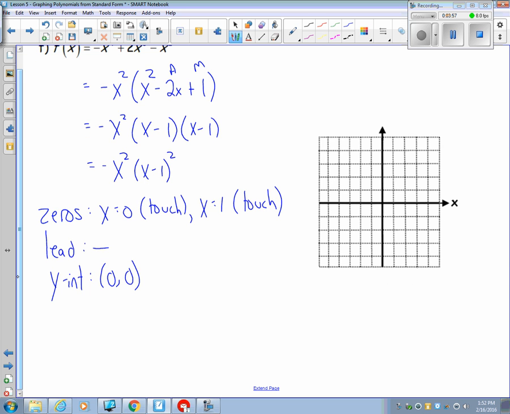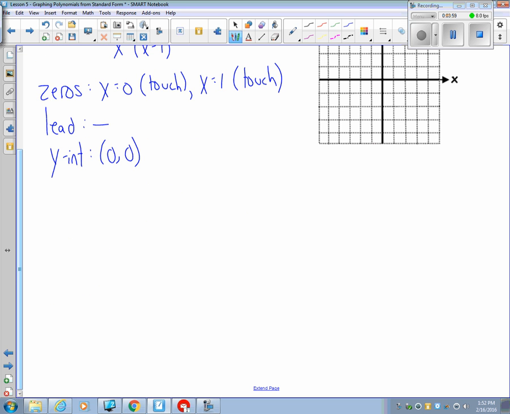Okay. Max and mins. Oh, nice. I only have to worry about one of them, right? There's only one max min point. Okay, max min. If I take my zeros, which was 0 and 1, divided by 2, I get 0.5. F at 0.5.